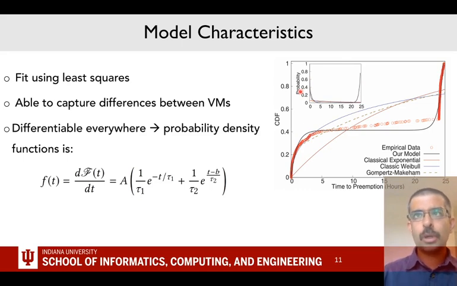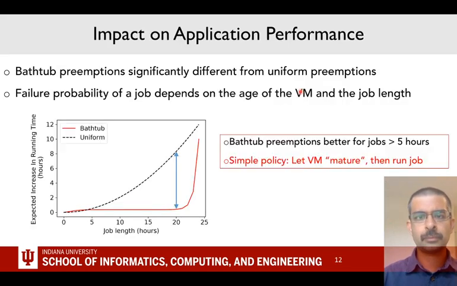Okay, so now that we have a model, the next question is, what can we do with it and what can we learn from it? So one interesting thing that we observed is that Bathtub preemptions are very different from uniform preemptions. So if the VMs were uniformly preempted during a 24-hour interval.